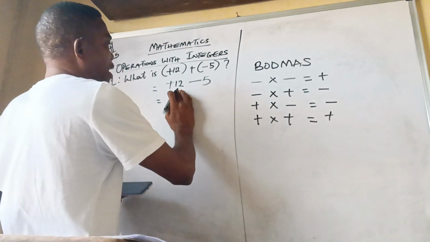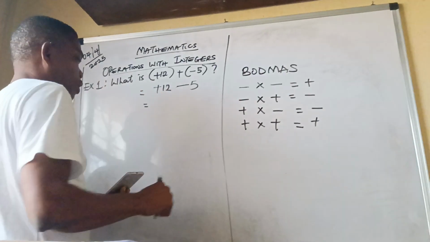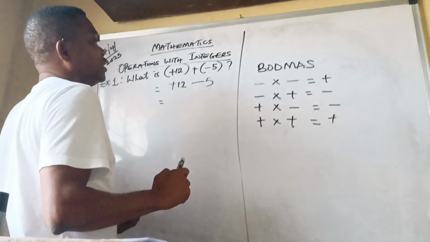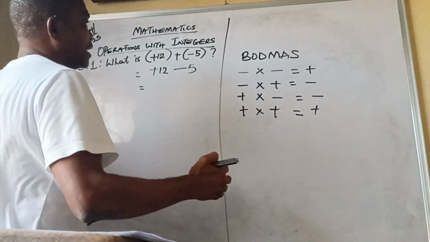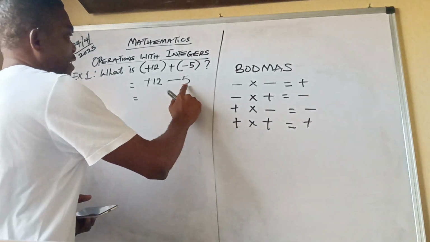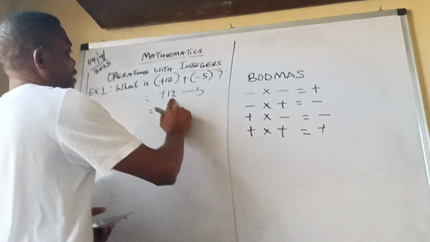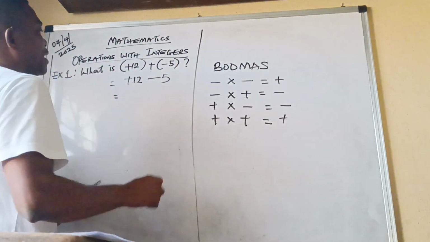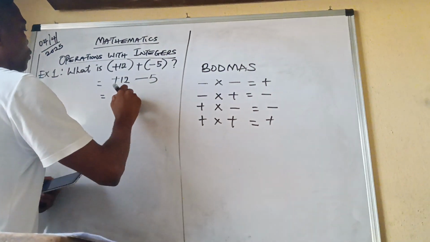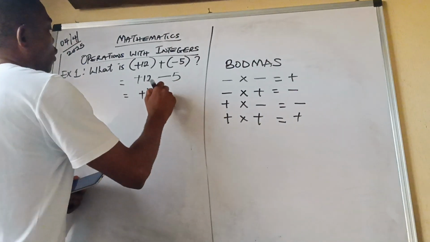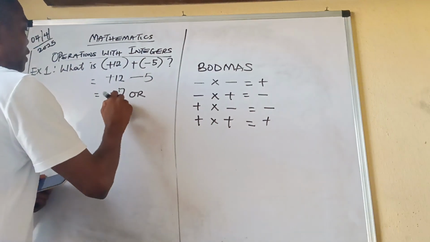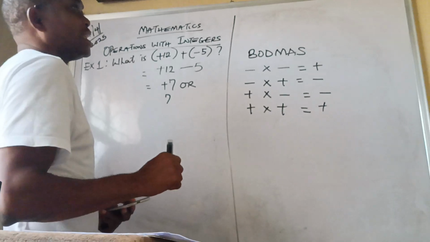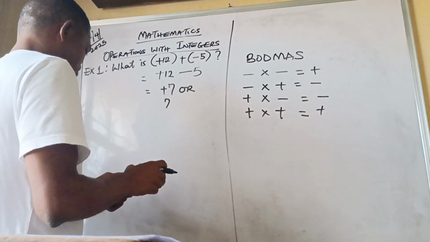I have 12 naira, but I'm owing someone 5 naira. Negative in this sense denotes indebtedness. I'm indebted to the tune of 5 naira, but I have 12 naira. By the time I pay 5 naira out of the 12 that I have, I'll still be left with 7 naira. So which is plus 7, or you say ordinary 7. So plus 12 minus 5 will give me 7, or plus 7.